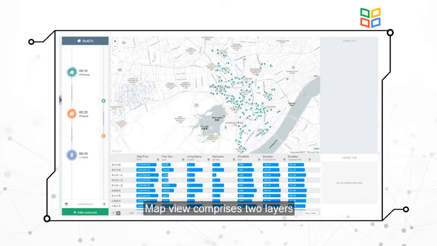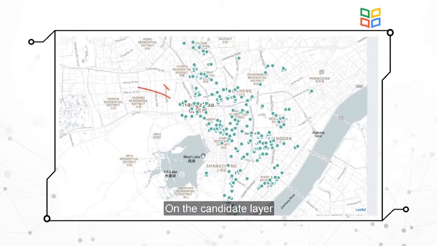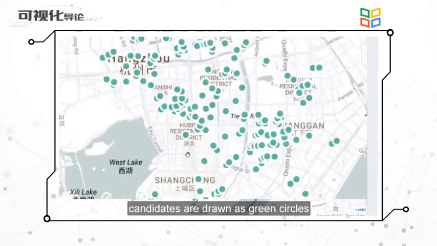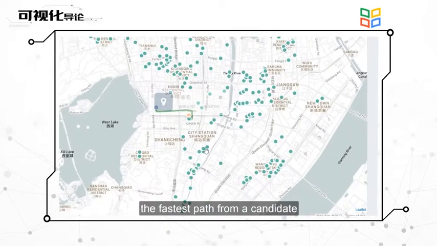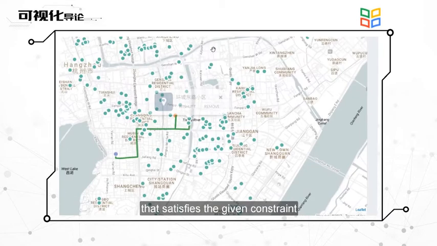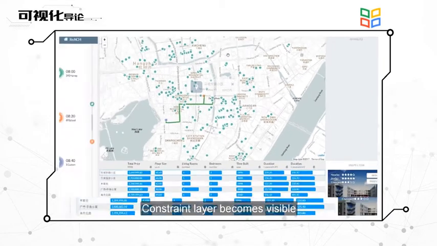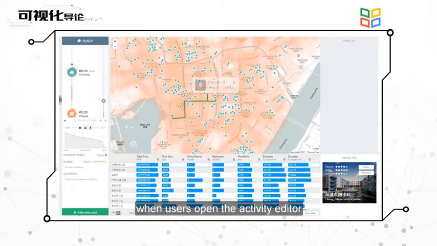Map view comprises 2 layers, namely candidate and constraint layers. On the candidate layer, candidates are drawn as green circles. Green routes on the layer depict the fastest path from a candidate that satisfies the given constraint. Constraint layer becomes visible when users open the activity editor. A heat map is plotted on the constraint layer, visualizing the reachability from the fixed locations of the activity.